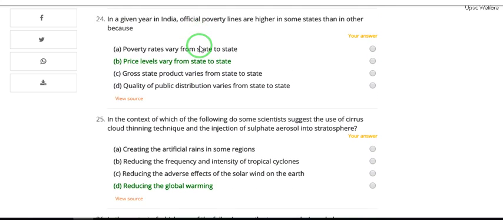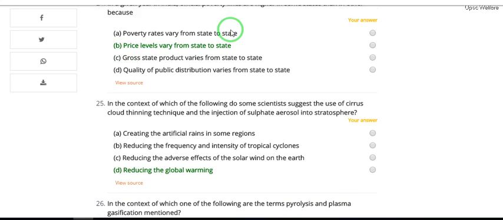Question 24, here in India, official poverty lines. Price levels vary, yes, differ from state to state, as we know. So what is the question asking? Yes, official poverty lines are higher in some states than in others because, of course, price levels vary.